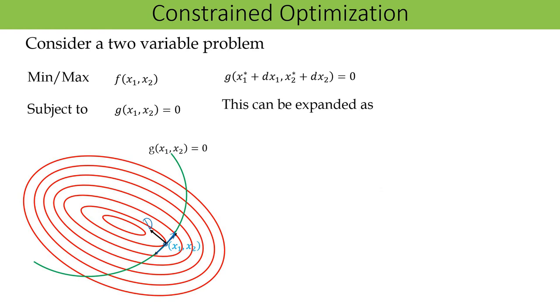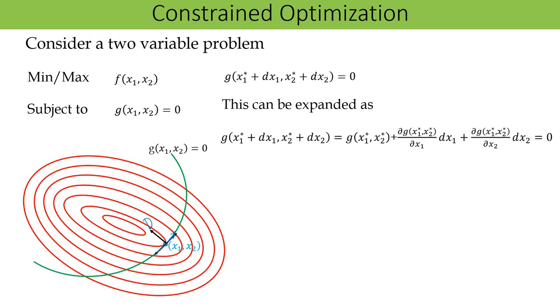Therefore I can expand it using Taylor series. In that case this will be z(x1, x2), plus del z by del x1 dx1 and del z by del x2 dx2, and that must be equal to 0. I am not writing the higher order derivatives, I have just expanded up to the first derivative. Now z(x1 star, x2 star) must be equal to 0 because it is a feasible solution and it is on that particular line.